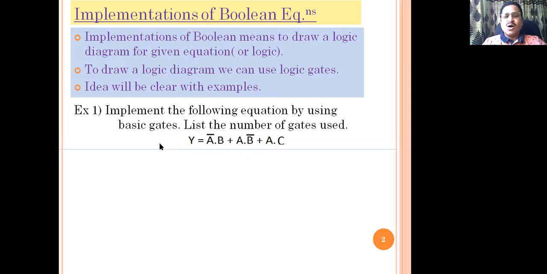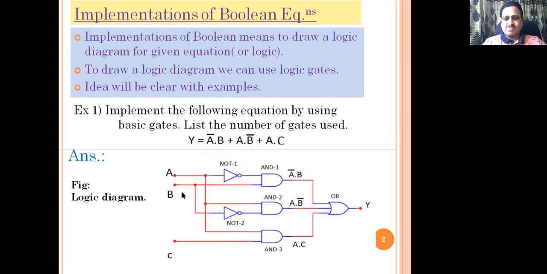Let's see here how to implement this by using the logic gates. As I said, three terms are there. The first term is A bar ANDing with B, the second is A AND with B bar, and the third term is A and C. In between all three terms there is a plus sign, meaning OR operation. So one by one we'll construct the logical operation of each term by the concerned logic gate, and the diagram becomes like this.